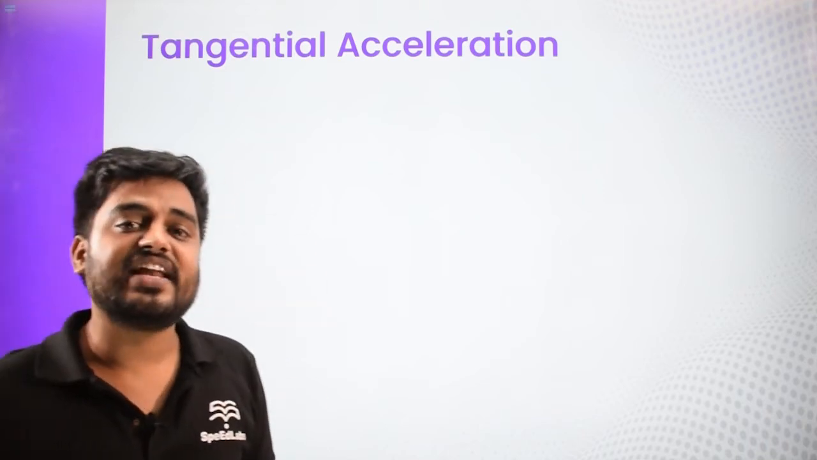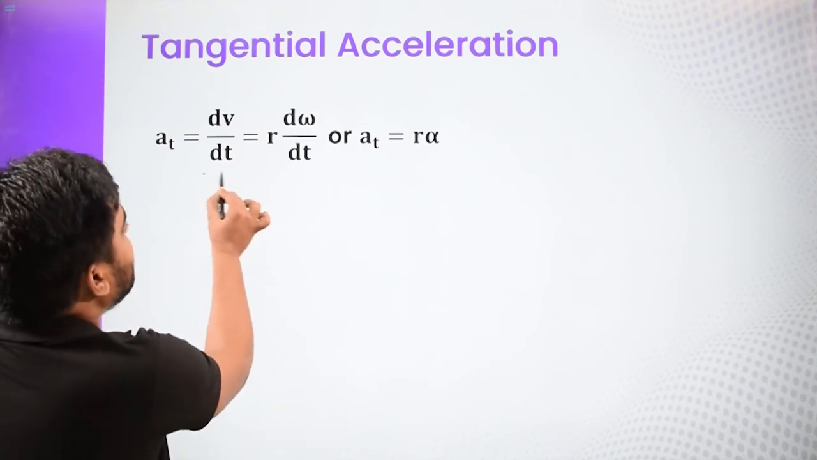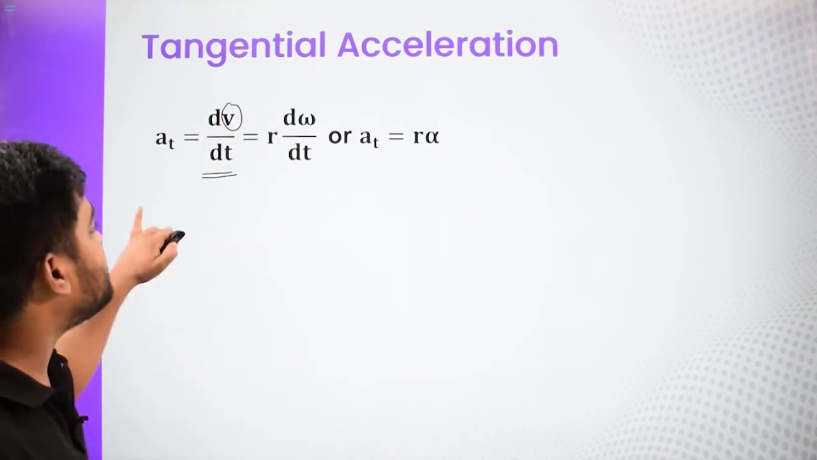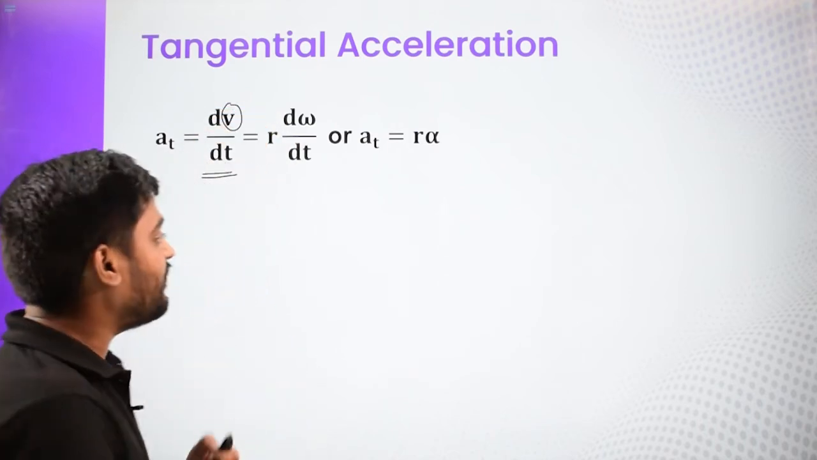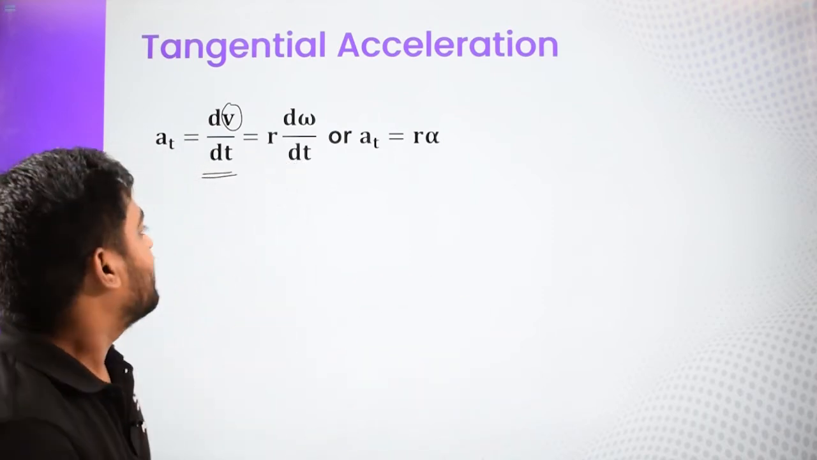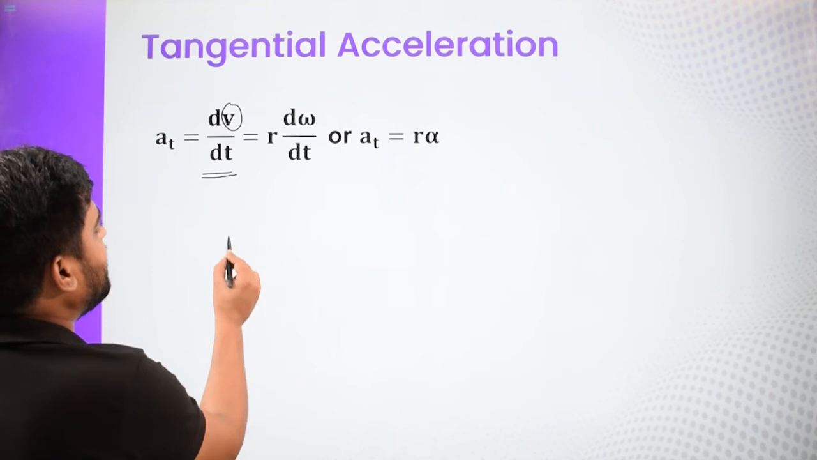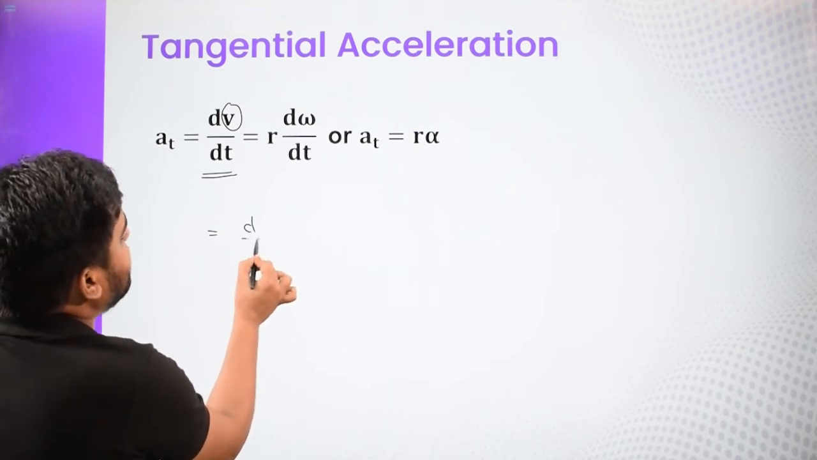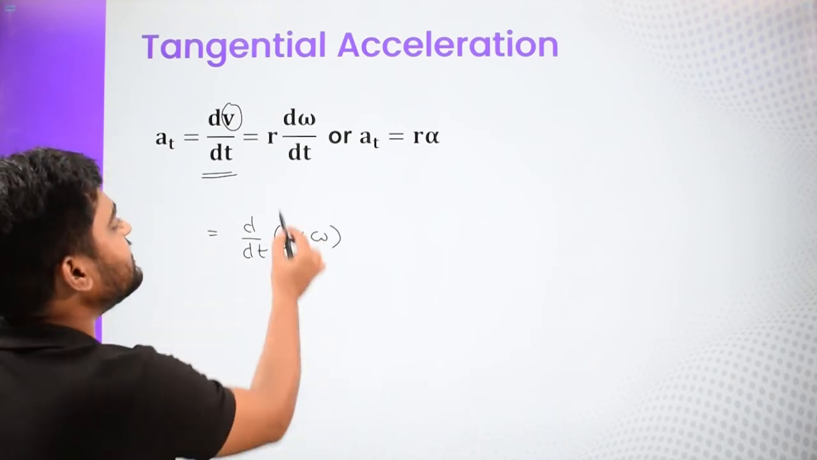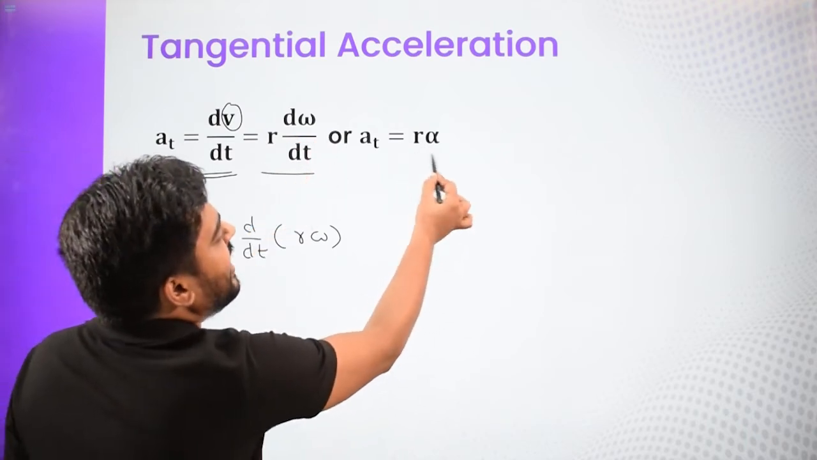So first is our tangential acceleration. How do we define tangential acceleration? Tangential acceleration is defined as dv by dt, where v is the speed. The tangential acceleration changes the speed at which the particle is performing circular motion. If the speed of the particle is the same, then AT is going to be 0. We know that v is nothing but R omega, so we can also write it as d by dt of R omega. Since radius is constant, it becomes R d omega by dt, and d omega by dt is nothing but alpha. So AT is given by R alpha.